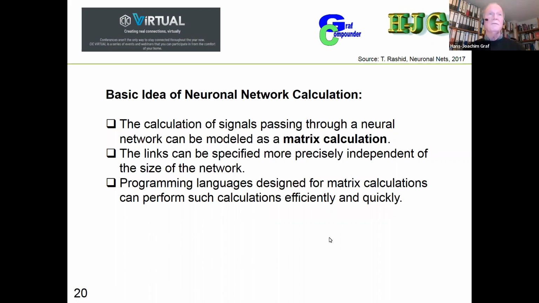So actually, what we do now in neuronal network calculation is we have the signals passing through a so-called neuronal net, which is nothing else than an algorithm equation in terms of matrix math, that is matrix calculation. Then we can specify that more precisely, and we have programming languages specifically designed for those types of programs.